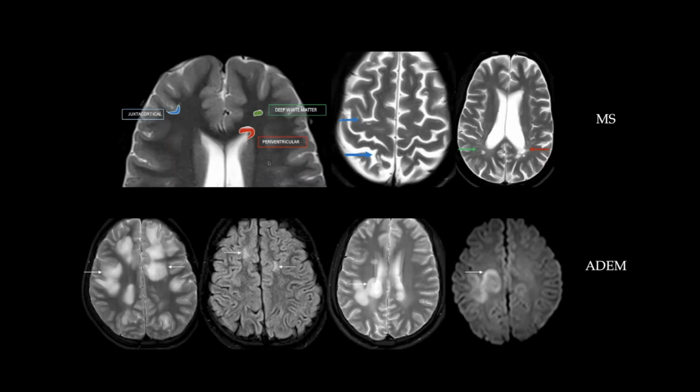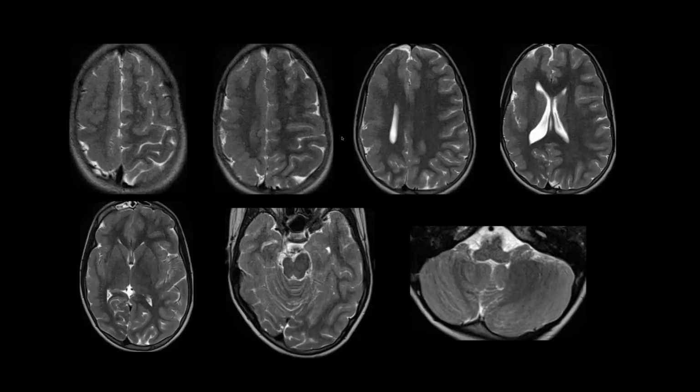Yeah, I think we quickly go through one more scan. This was a 9-year-old female presented with seizures at the age of 3 years and also at the age of 8 years. No abnormal perinatal history. We just wanted to show the scans.